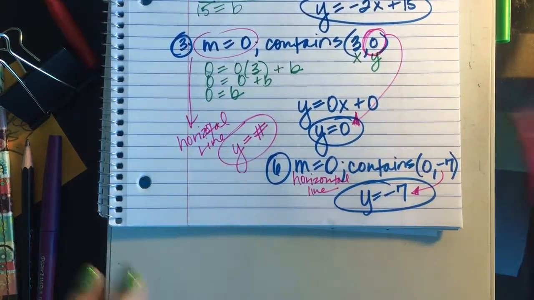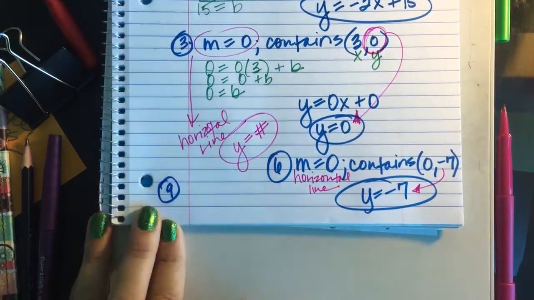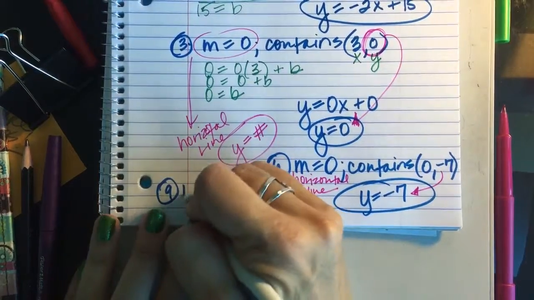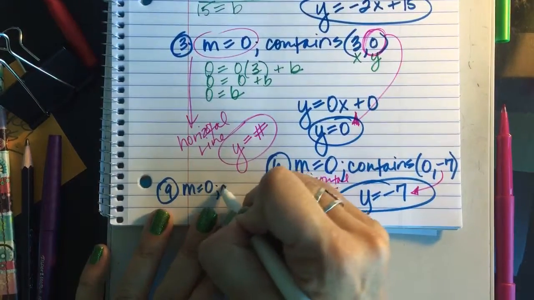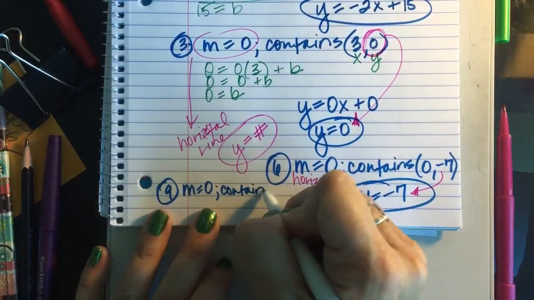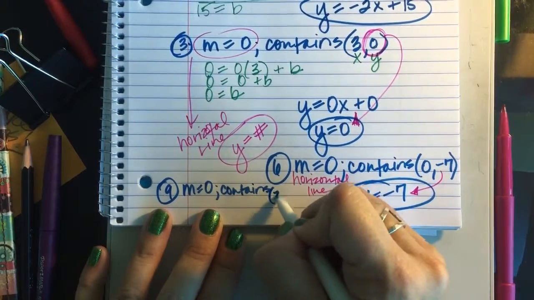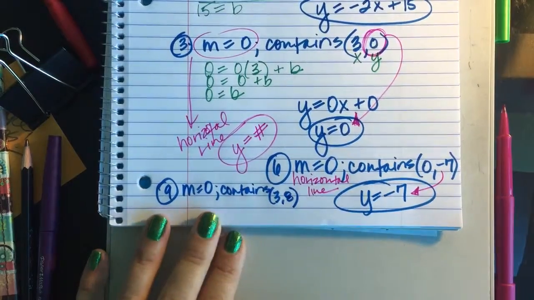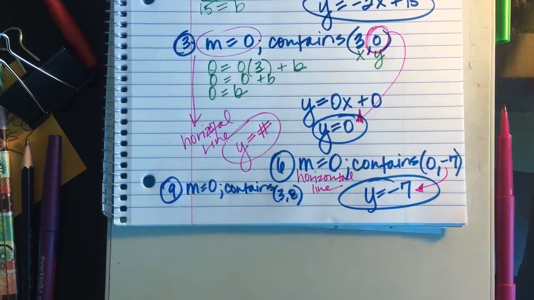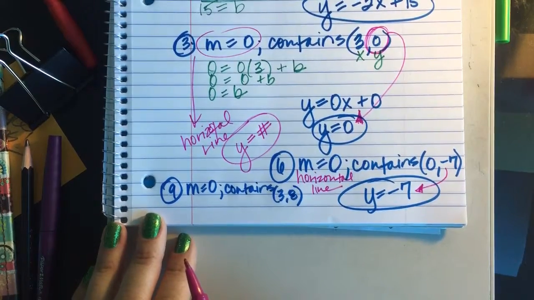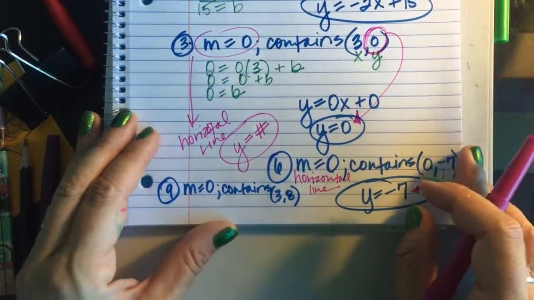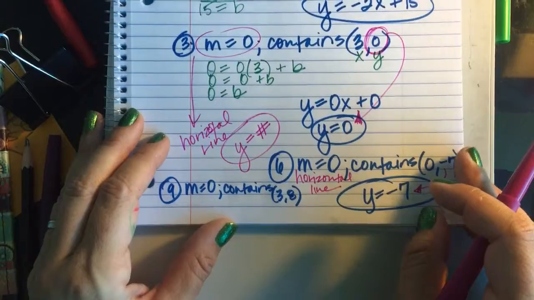Regardless of the x value, the y is always the same. And since it was negative 7 in this ordered pair, it would have been negative 7 in everything else. So now look at number 9. Number 9, m equals 0. What kind of a line is that? Horizontal. And it contains the point 3, 8. What's the y value always if this is a horizontal line? Let's go through the process then if you can't. Thank you. Yeah, it's 8.